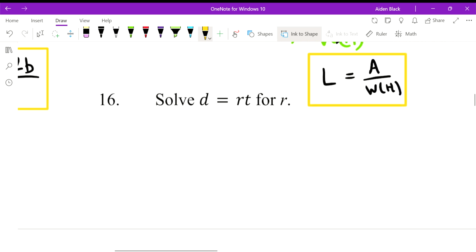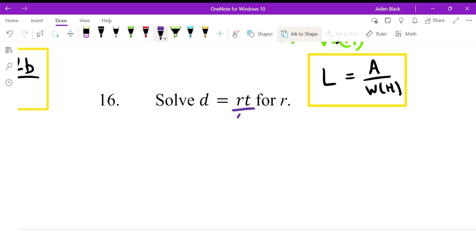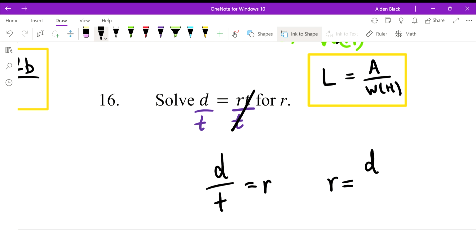Question 16. This one's an easy one as well. We're trying to solve for R. So let's get rid of the t from both sides. We're dividing since t is being multiplied to r. We need to do the inverse operation because what that does is just eliminates it really. We have d divided by t equals r. And again, you can write it like this. It's the same thing.